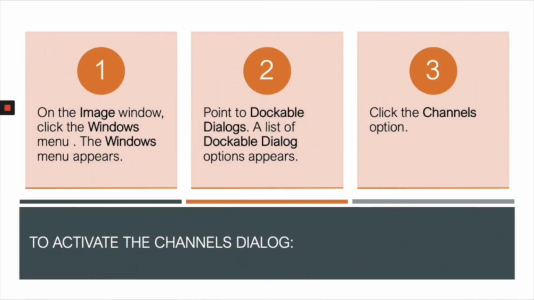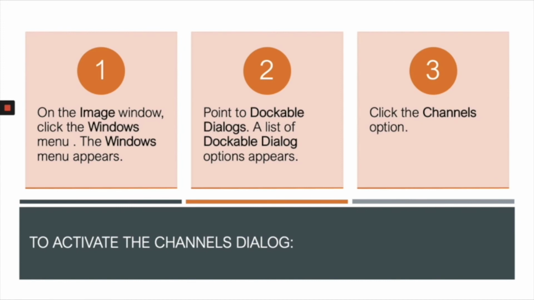How to activate the channels dialog? It is the same as before, only the last selection changes. On the image window, click on the Windows menu. The Windows menu appears. Point to dockable dialogs. A list of dockable dialog options appears. From the options, you click on the channels option this time.